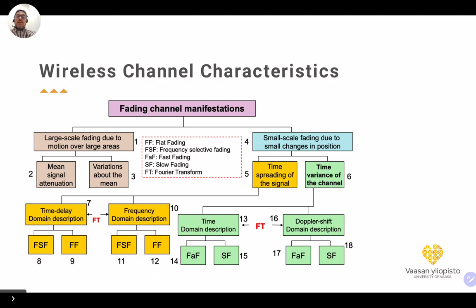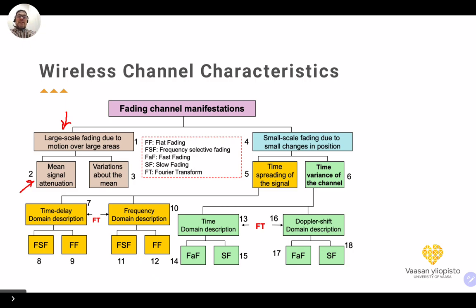In the fading manifestation, we divide fading into two parts. The first part is large scale fading, due to motion over large areas. As I mentioned, this is because of the normal distance attenuation, or because of shadowing by buildings and so on. So in that case we have mean signal attenuation, and we might have some variations about the mean, as for example when you enter or get out of a building, or enter or get out of your car. All of these are large scale fading.